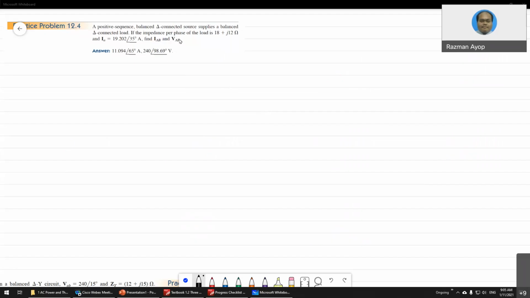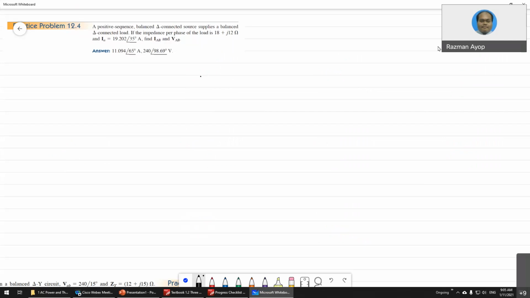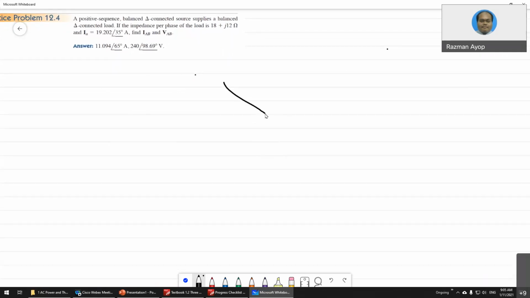So we start the problem practice with delta connection. This one is much easier, because it is the same thing. You can write on a piece of paper. Try to do this.